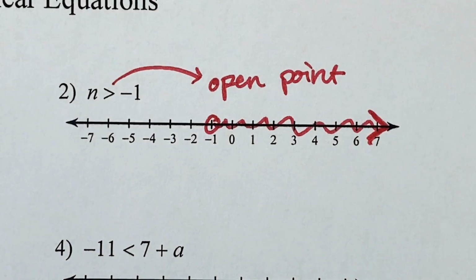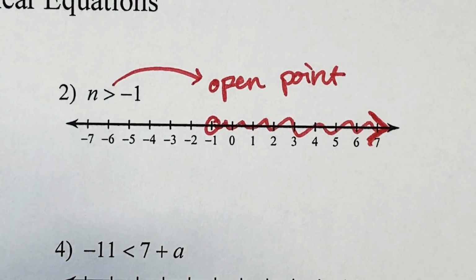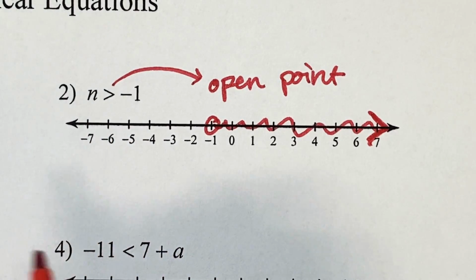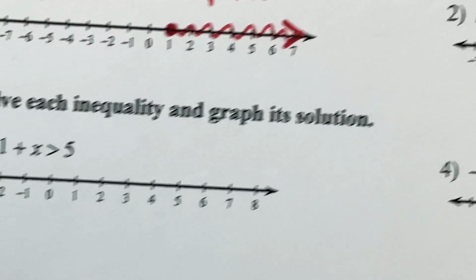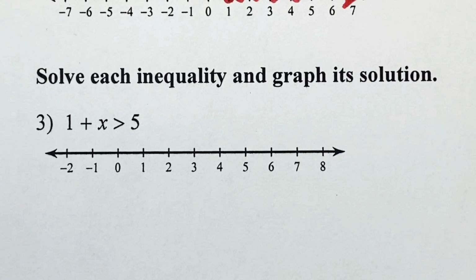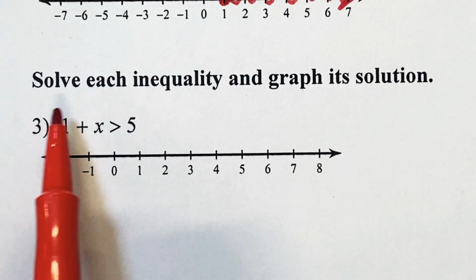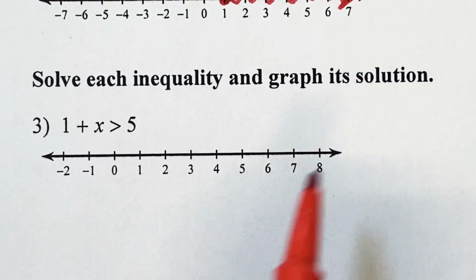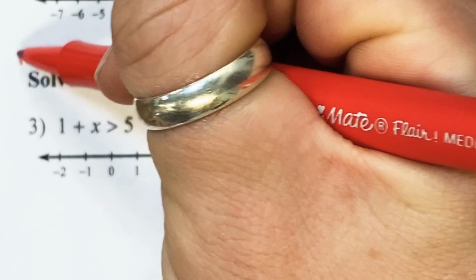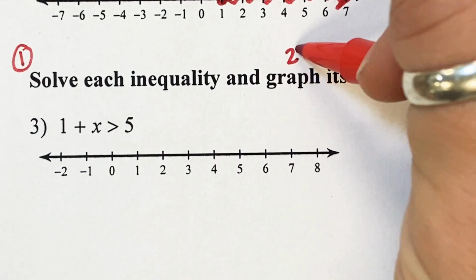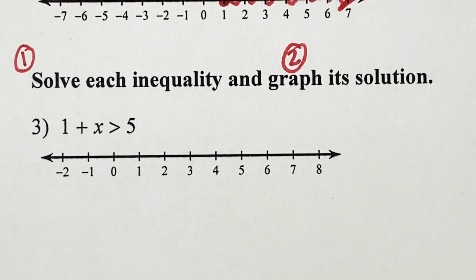Beautiful. So for those ones, our variable was already by itself, so we could go ahead and just graph. But now let's look at number 3. Notice our directions for number 3. It says to solve each inequality and graph its solution. So there's actually 2 things we need to do. First, we're going to need to solve. Second, we're going to need to graph.